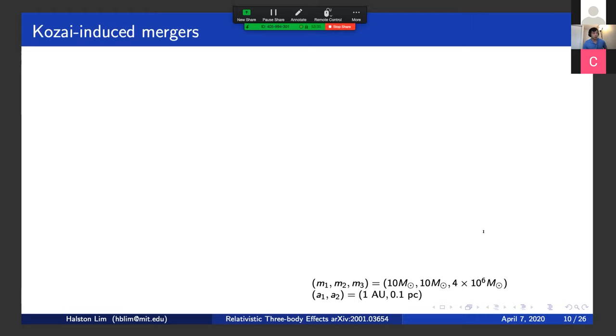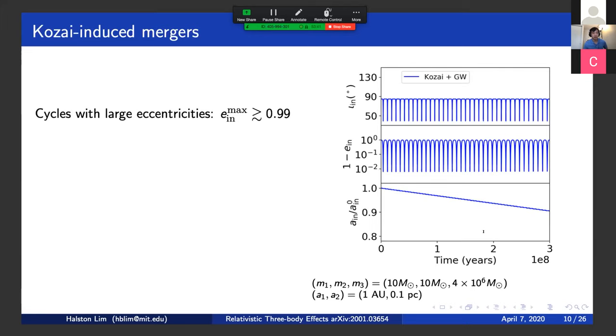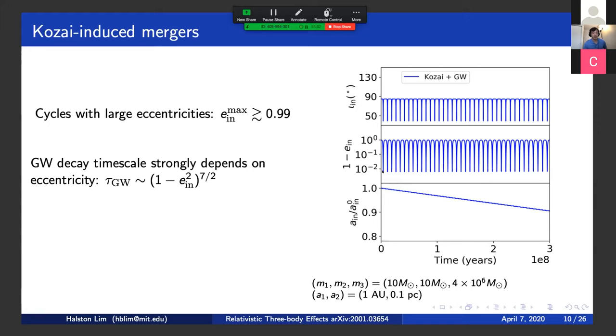So how does this relate to mergers? If we initialize an inner binary with near zero eccentricity, but we give it high inclination, so the outer orbit and the inner orbit are very inclined initially, the Kozai mechanism will drive the eccentricity up. So that's what you see here at this first peak. And at each eccentricity peak, the gravitational wave timescale decreases by a factor of over a million. So this is the Peters formula. And at each eccentricity peak, if you were to zoom in, you would see the orbital size drop due to gravitational wave emission. So as a result, the merger is accelerated.